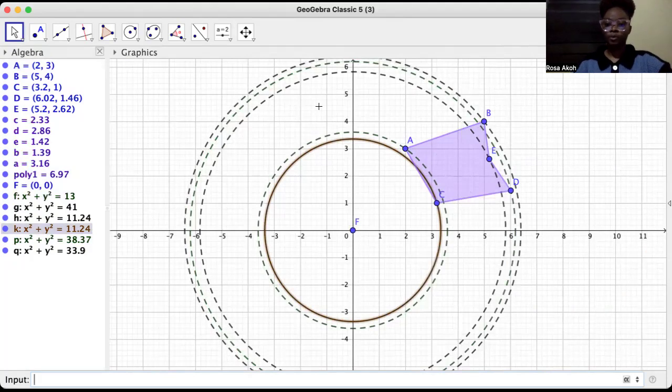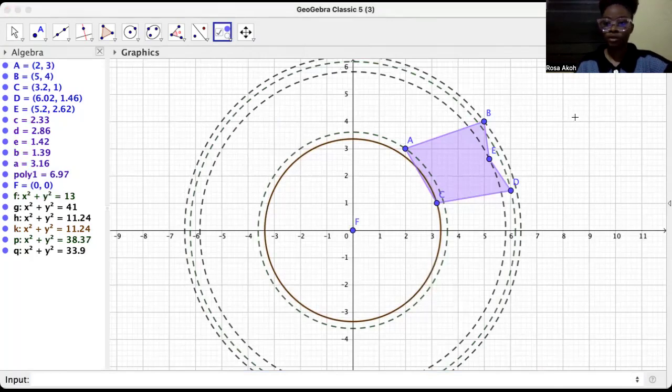So we are going to create a checkbox, and this checkbox will help us show or hide our circles. We'll hide them when we don't need them, and show them when we actually need them. So go to checkbox. Our caption is going to be show or hide circles. So we're hiding circle F, circle G, circle H, circle K, circle P, and circle Q. Right, so now we have our checkbox.